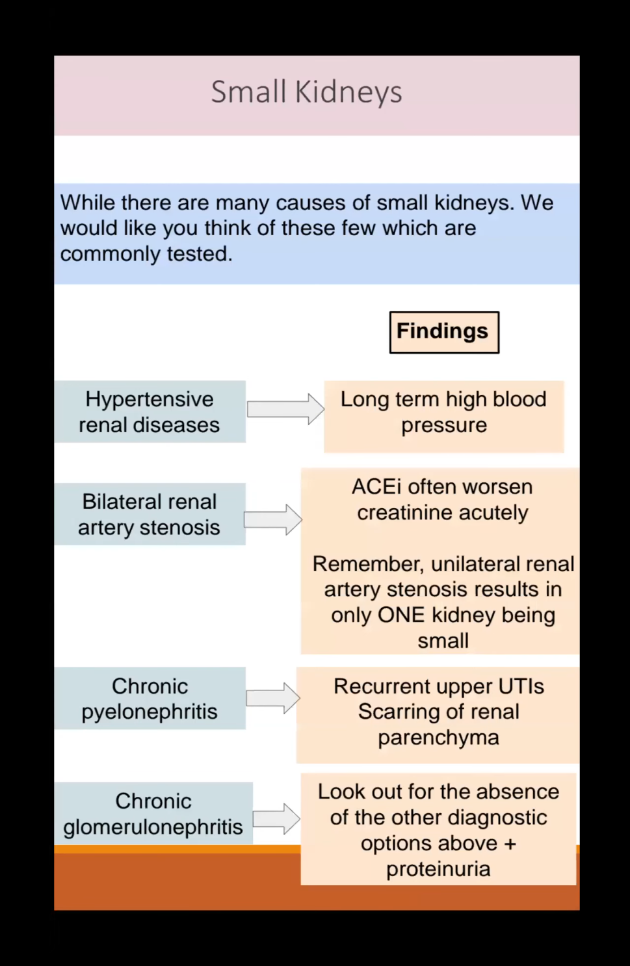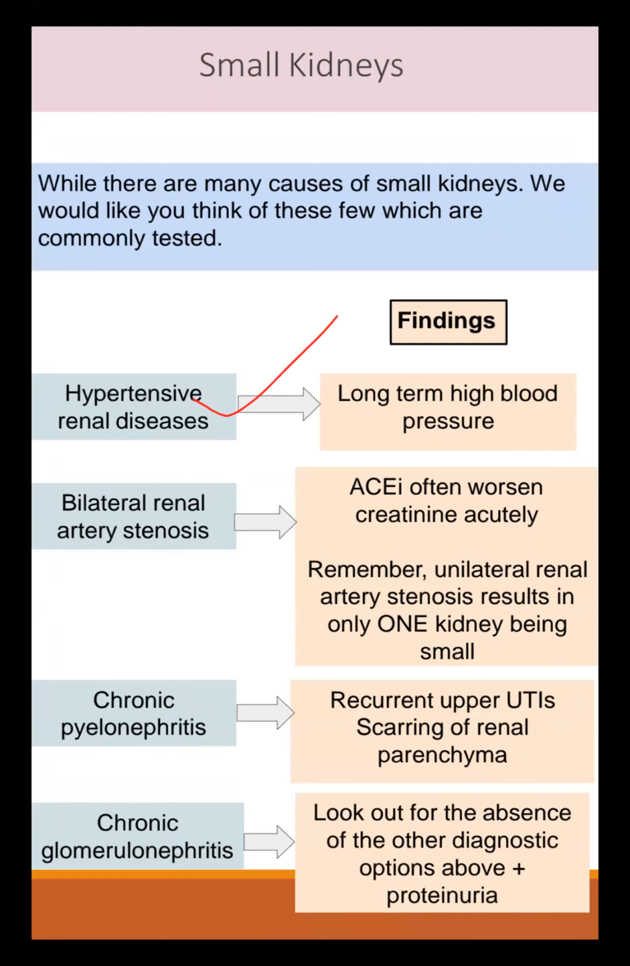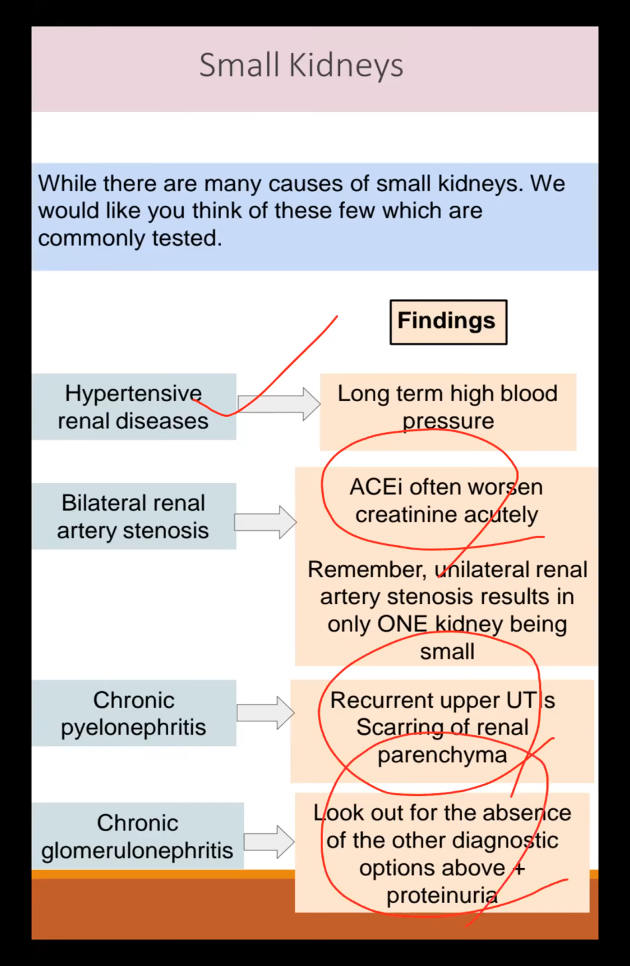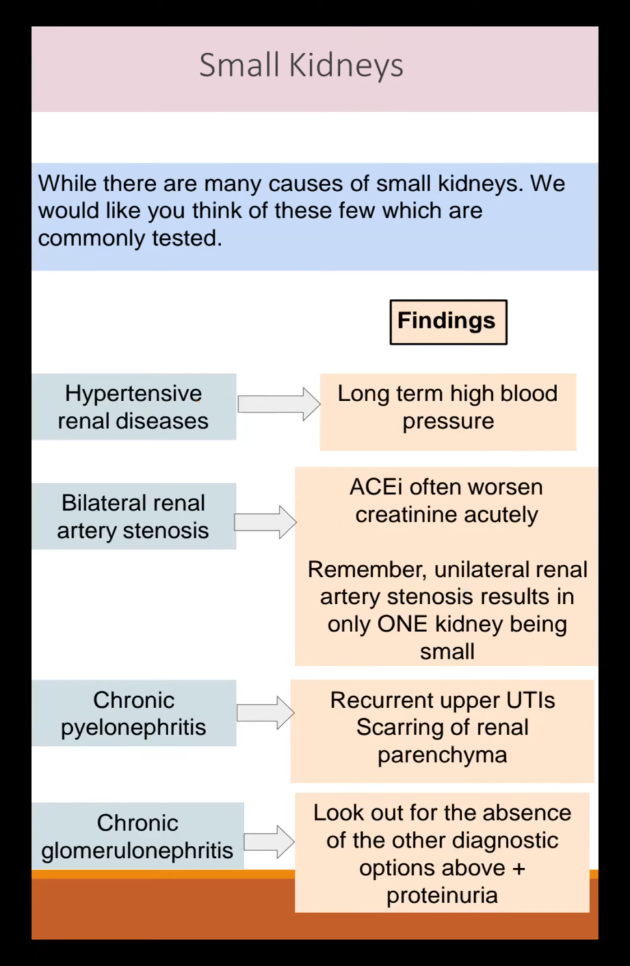Small kidney size: hypertensive renal disease from long-term high blood pressure; bilateral renal stenosis; chronic pyelonephritis with recurrent UTI; and chronic glomerulonephritis, with proteinuria as the diagnostic option. Just remember, hypertensive renal disease is associated with high blood pressure. In bilateral renal stenosis, ACE inhibitors often worsen creatinine acutely. Unilateral renal stenosis can be given ACE inhibitor. In chronic pyelonephritis, where there is scarring in the parenchyma, we can use ACE inhibitor.